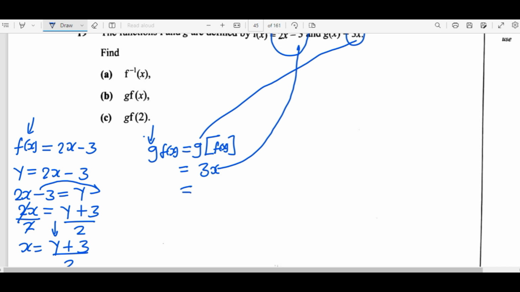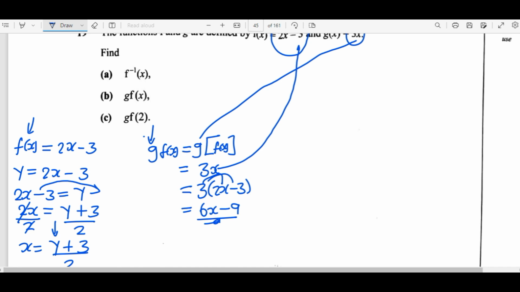So to simplify our answer, we are saying 2x minus 3. Then if we expand, 3 times 2x will give us 6x. 3 times negative 3 will give us negative 9. So this is our final answer.